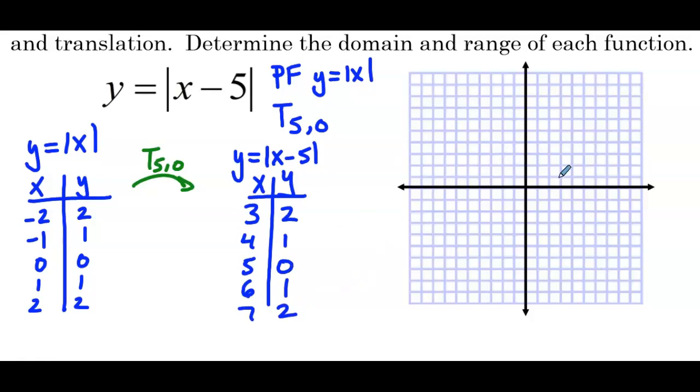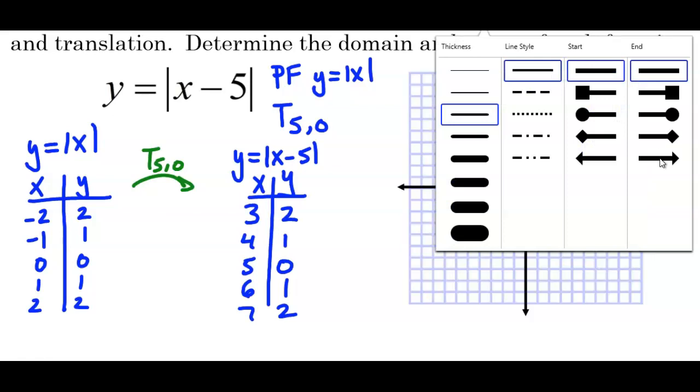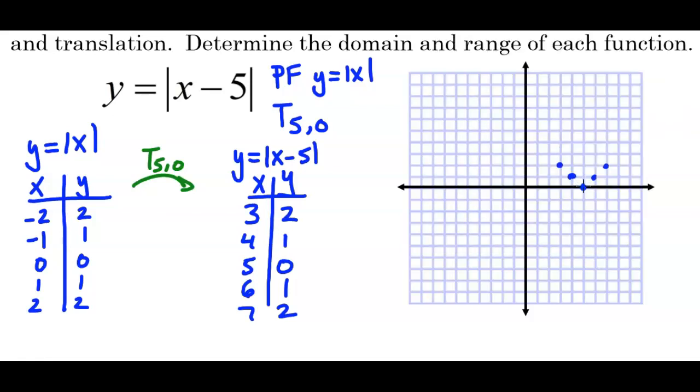So we can plot these points. So we have 3, 2, 4, 1, 5, 0, 6, 1, 7, 2. I'm going to use the line tool so my graph is nice and neat. Need an arrow, so I'll start at the vertex and go through those points there. And then from the vertex through those points there. Okay, so we have the graph of y equals the absolute value of x minus 5. So we can see that it has been shifted to the right 5 units.